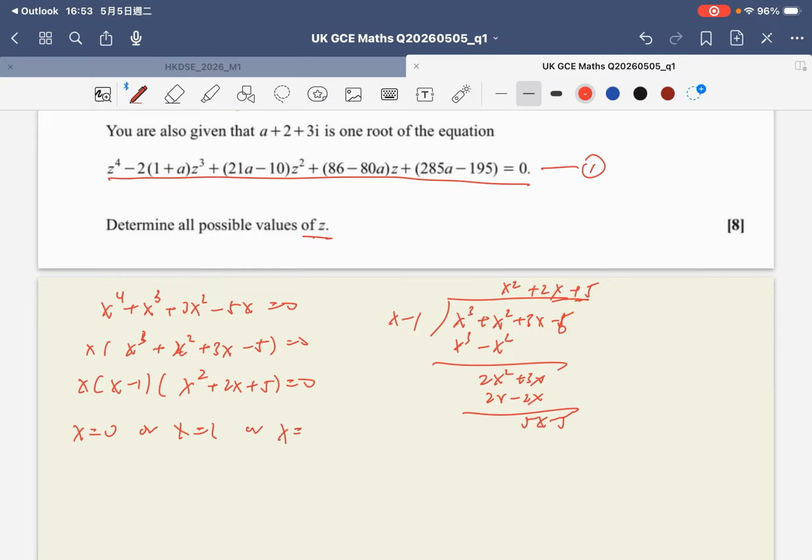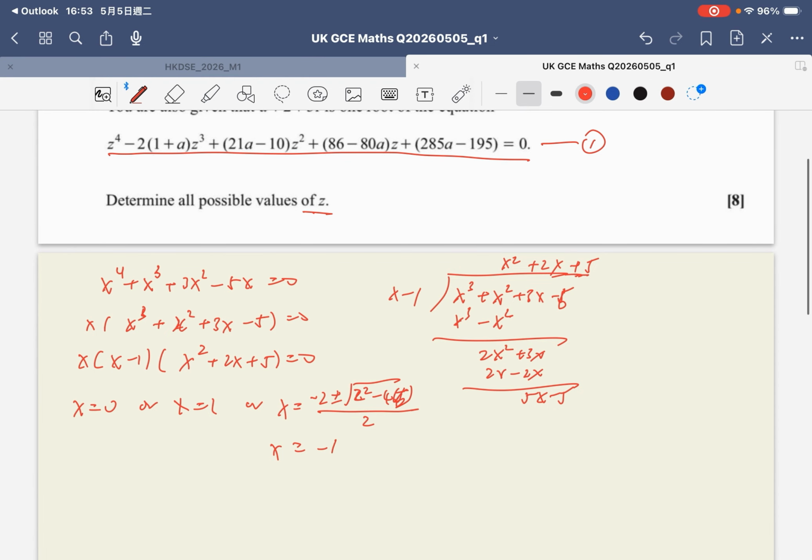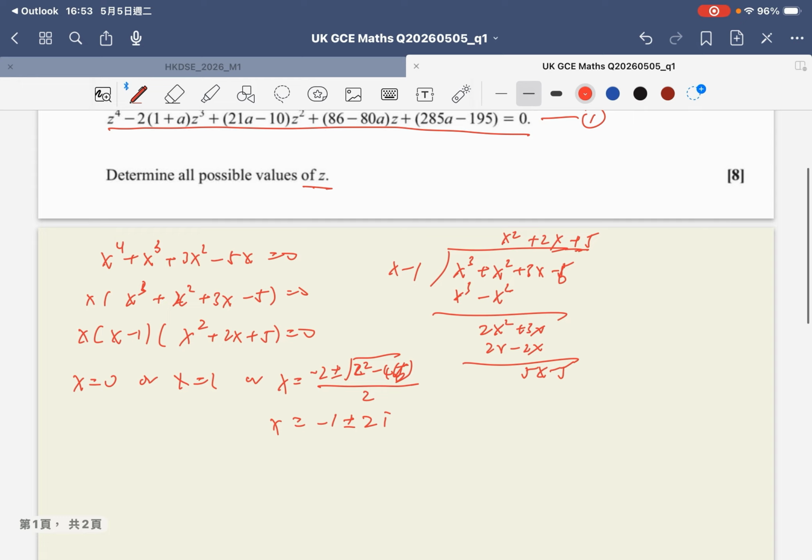Or you may use the formula: minus 2 plus or minus the square root of 2 squared minus 4 times 5, which is a complex root. This complex root is minus 1 plus or minus 2i. Therefore, our a should be equal to 0 or 1.